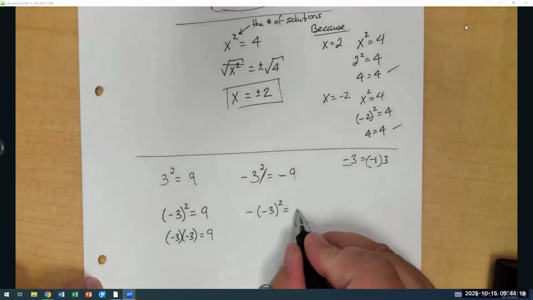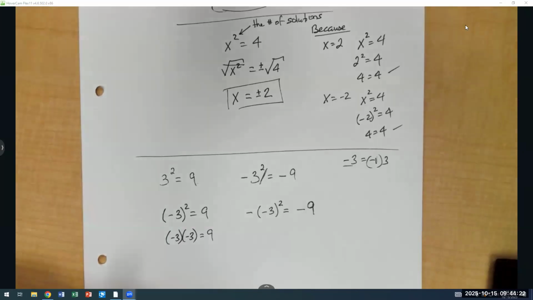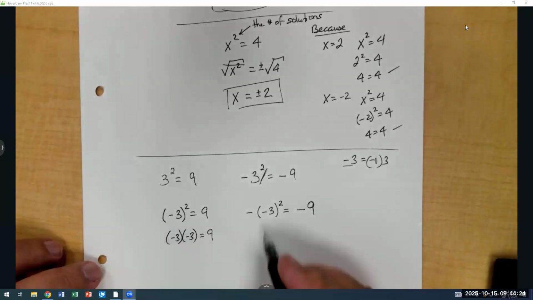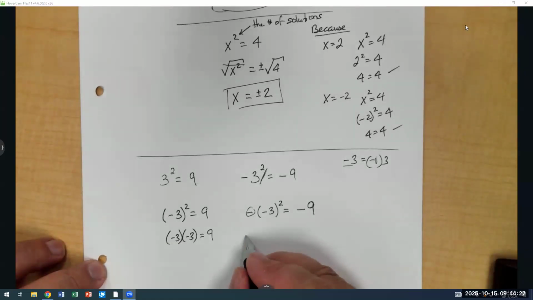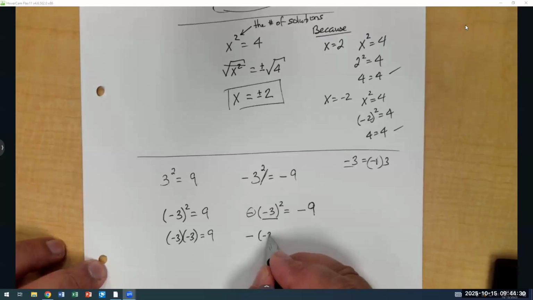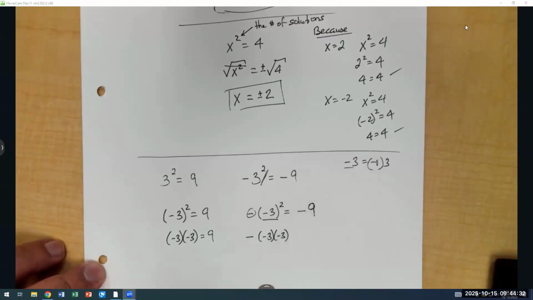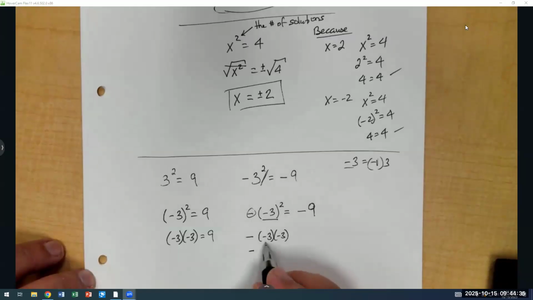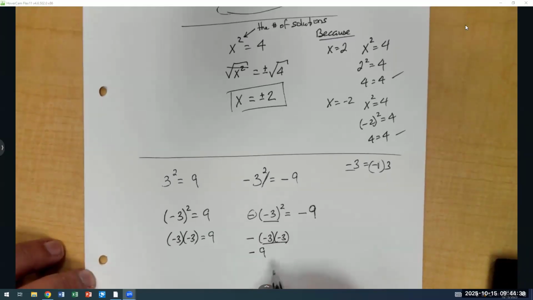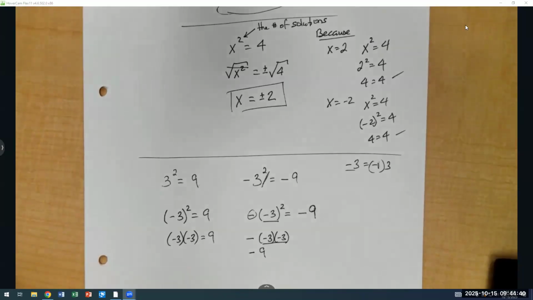This one's going to be a negative 9. Because what this one tells us is there's a negative sign. This is negative 3 times negative 3. The negative is in front. Negative times negative is a positive. 3 times 3 is 9. So the answer is negative 9. You have to be very careful of where the exponent is and what the base number is all about. Is it in parentheses? If not, then the negative does not belong to the exponent.